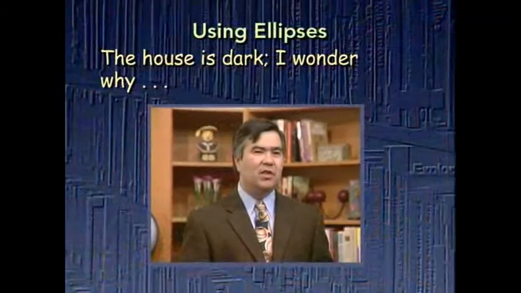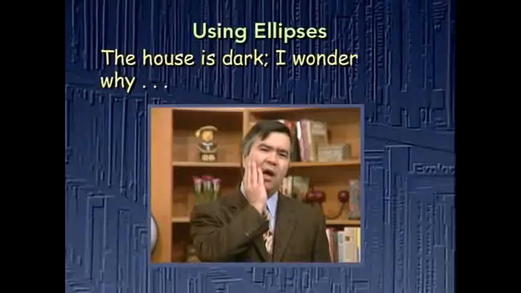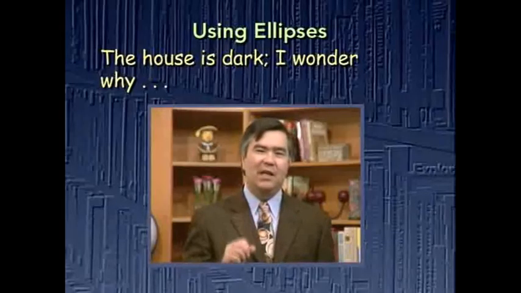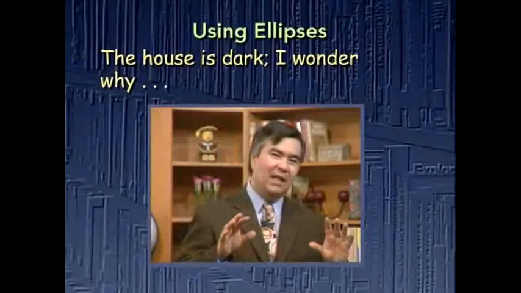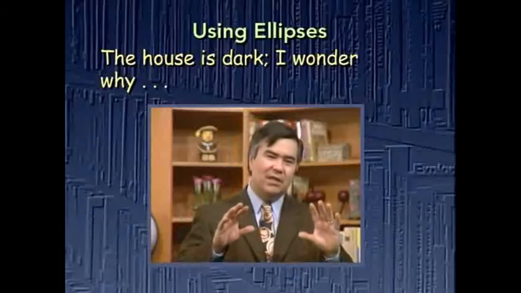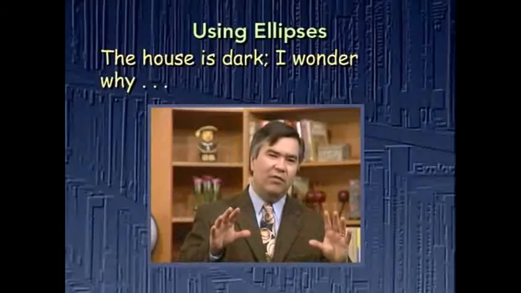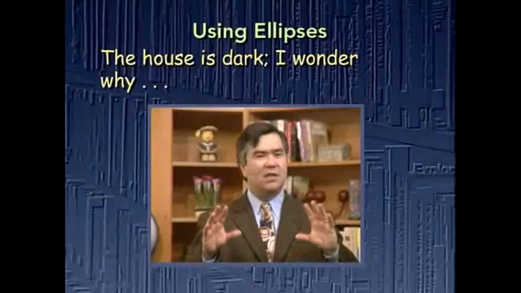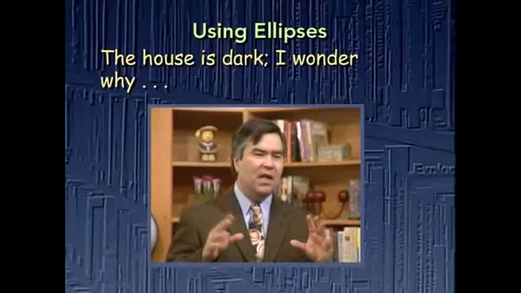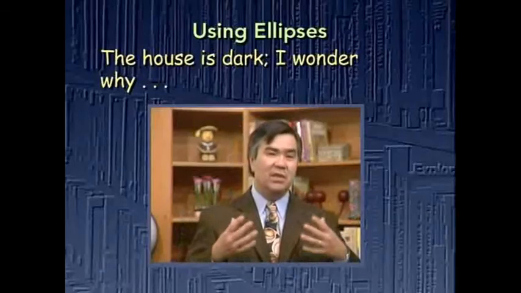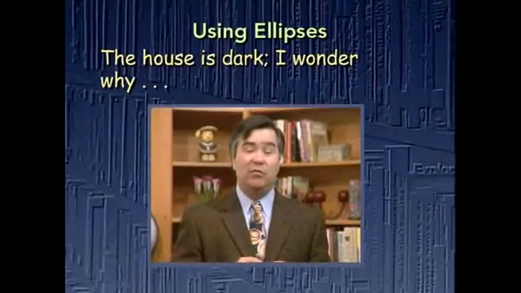The house is dark. I wonder why... And we have the 3 periods at the end, indicating that the speaker or the writer of this sentence, their thoughts are kind of trailing off. And I guess the idea is to create a sense of uncertainty or mystery. And the way I read the sentence, of course, was designed to indicate that kind of mood.